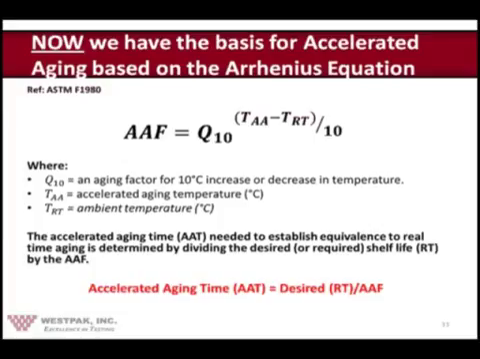By itself, it's not much use to us because we're interested in time, not a factor. Well, the equation at the bottom tells us that in order to get a certain accelerated aging time, which is really what we're looking for, this T sub AA, all we have to do is take our desired real-time data, and let's call it a year, and divide it by this accelerated aging factor. Then we've got it, and we know exactly how long we need to put something at a certain temperature in order to get the equivalent accelerated aging that we're looking for.